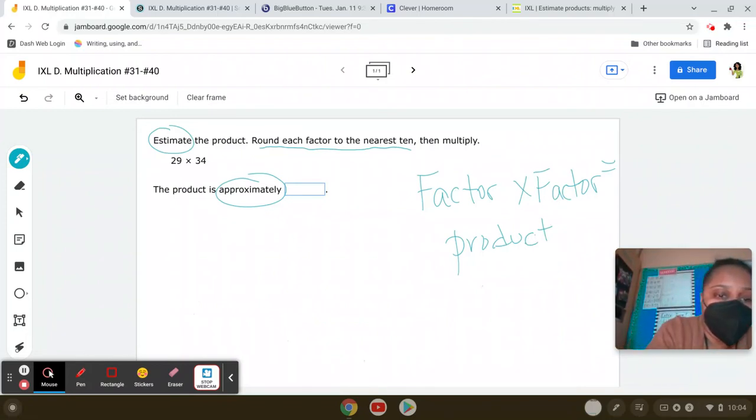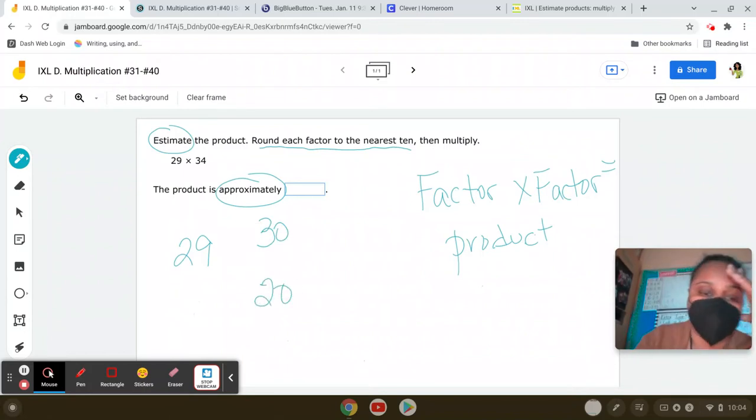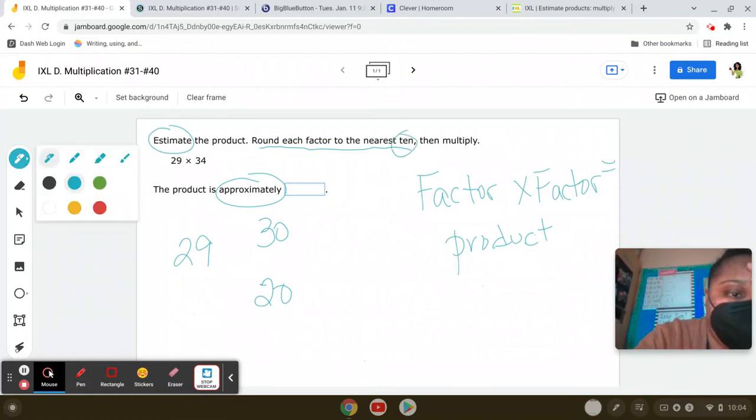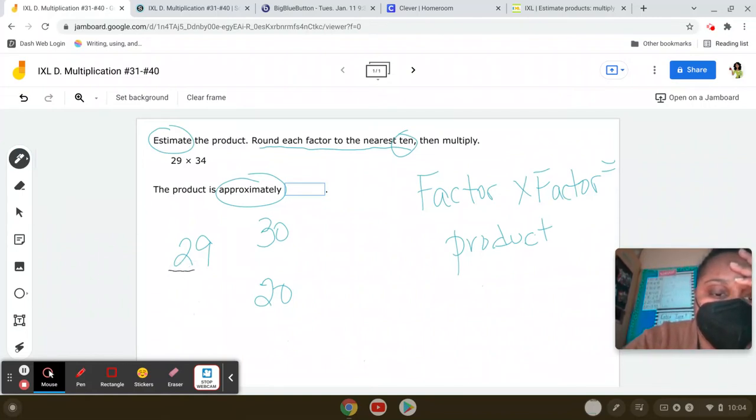So they're saying round each factor to the nearest 10. So 29 is a factor and 34 is a factor. Start with 29. Either I'm going to round up to 30 or I'm going to round down to 20. Let's make these decisions together. To the nearest 10, the first step is to mark your place. I'm going to mark my place at the tens place. Second step is to look next door, which is a 9. A 9 is 5 and above, so this is going to round to 30.